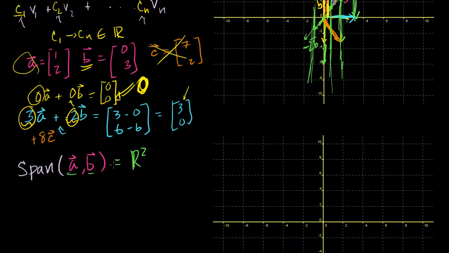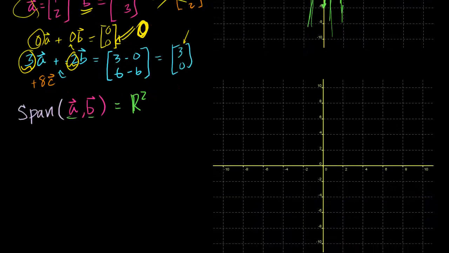And you're like, hey, can't I do that with any two vectors? Well, what if a and b were, let's say the vector 2, 2 was a. So a is equal to 2, 2. And let's say that b is the vector minus 2, minus 2. So b is that vector.